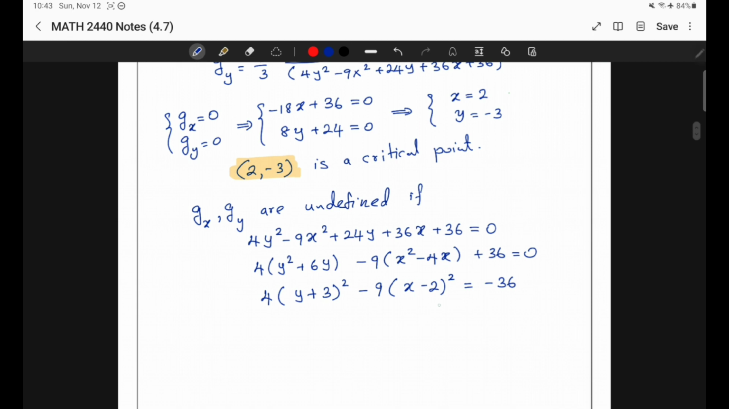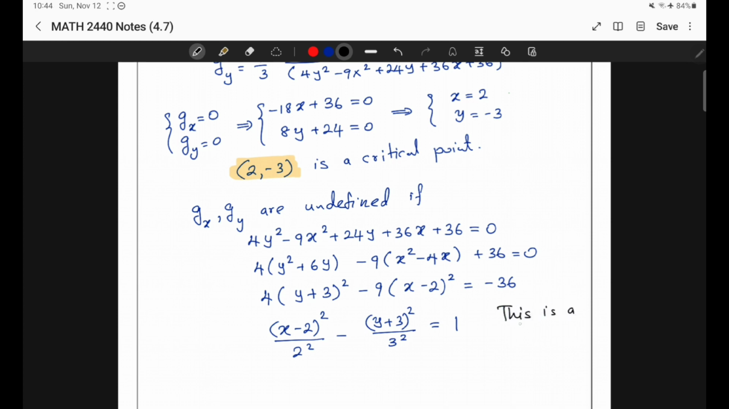Okay, now to make it look like an equation we already know, let's divide by negative 36. So I'm going to move things around. x minus 2 squared over 2 squared minus y plus 3 squared over 3 squared equals 1. Now we know what this equation represents. It's a hyperbola.